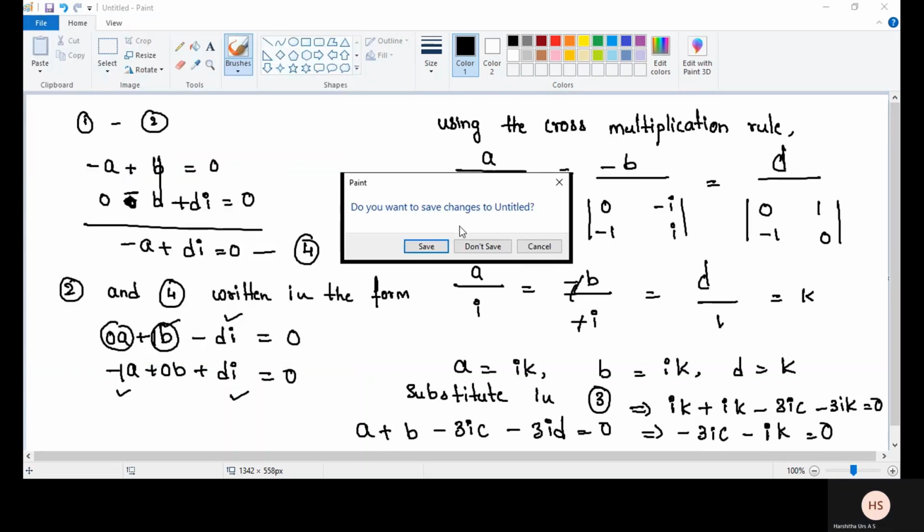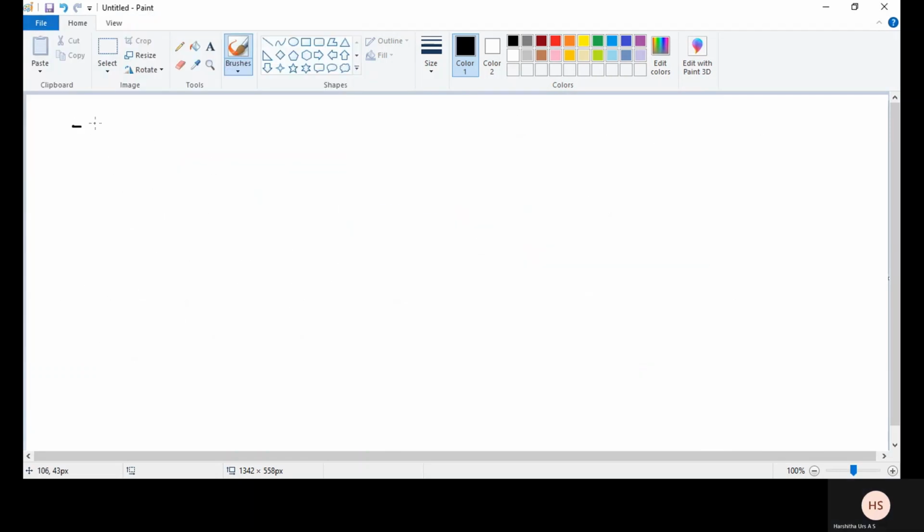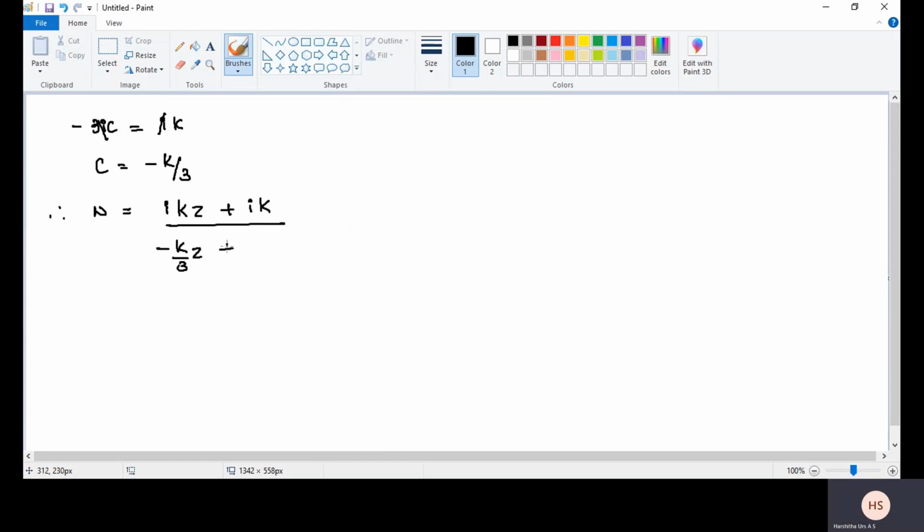Next, minus 3ic equal to ik. I just shifted minus ik to the right side. So i will get cancelled. c is equal to minus k divided by 3. Therefore, w is equal to a value is ik z plus b value is ik, c value minus k by 3 z plus d value is k.